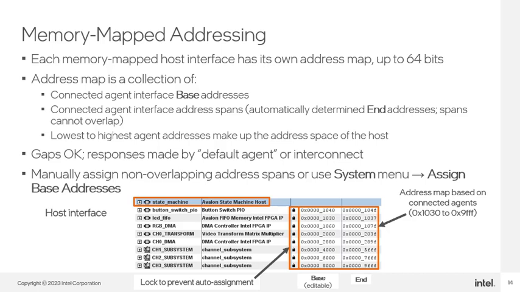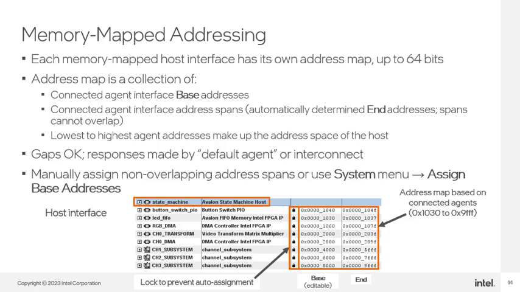Each host interface has its own unique address map it uses to access the agents to which it is connected. The address span of a host interface is the collection of the address spans of all its connected agent interfaces. The address span of each agent interface is determined by the lowest or base address assigned to it within the connected host's address space and the size of the component's addressable register map for the interface, defined by the component itself.